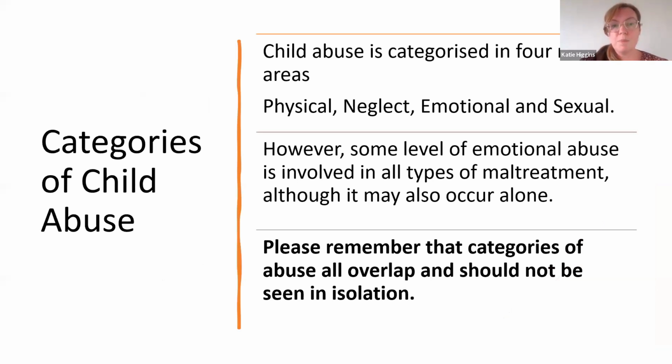So I'm going to start off just by going through the categories of child abuse. Now there are four main areas of abuse. They are physical, neglect, emotional, and sexual. However, in children's safeguarding, generally what we find is that you won't find one category on its own. There's always a level of emotional abuse involved with all four of those areas. You shouldn't see those categories on their own. There is often an overlap. So, for example, with neglect, you would expect an emotional aspect as well, rather than neglect alone.